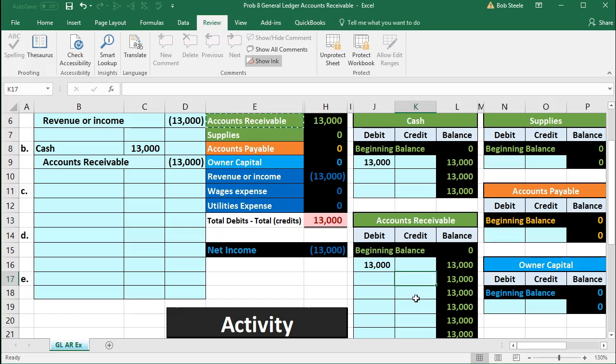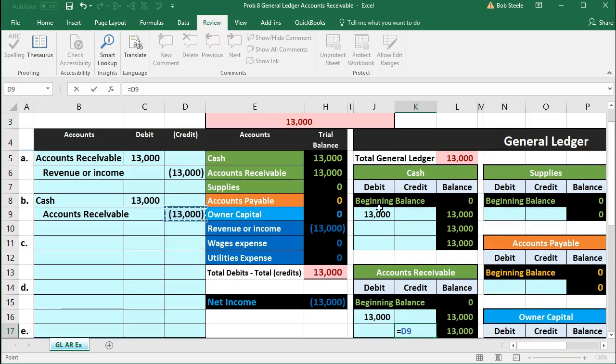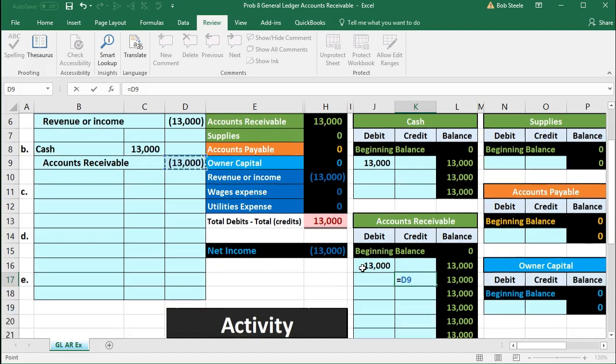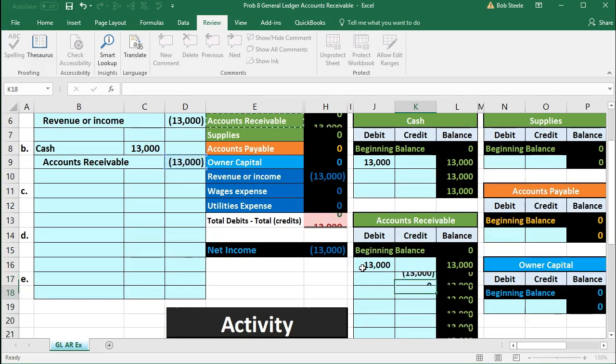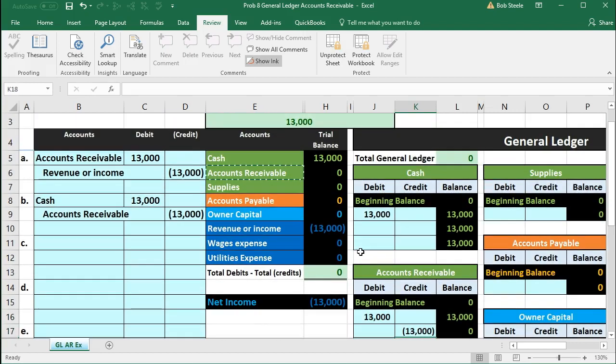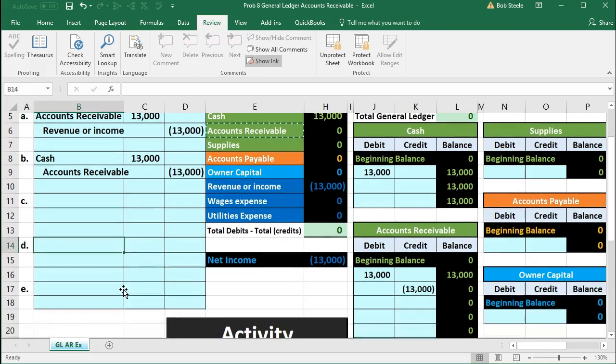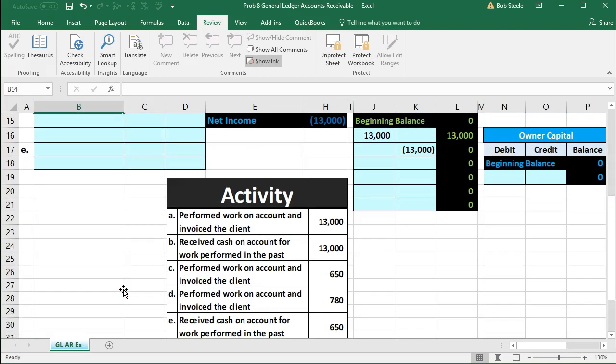We're going to select equals and then point to the accounts receivable here in D9. And once we select enter, it should bring this back down to 0. It'll bring that 0 over here to accounts receivable, put us back in balance, no effect on net income. So there we have that. Zeros here. We're back down to just cash and the revenue. That's all that's happened so far during the activity of this problem.